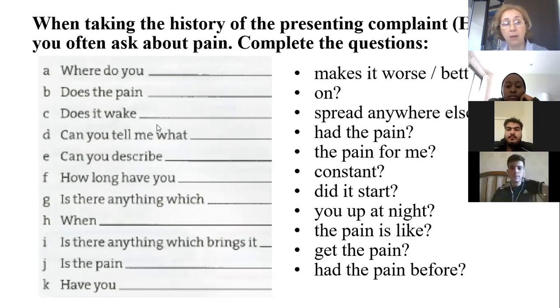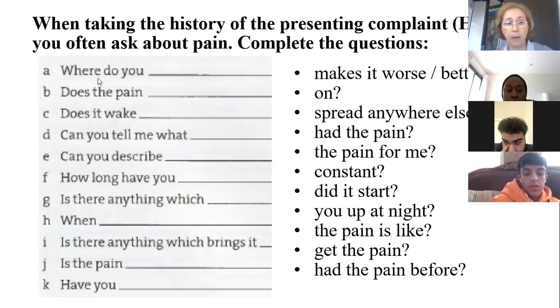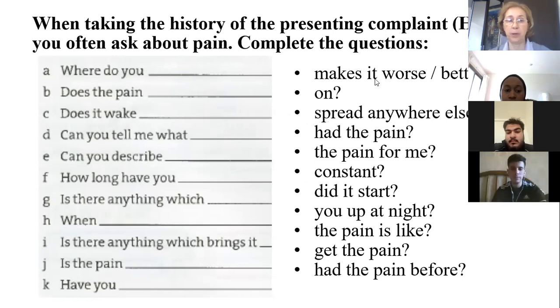In the left-hand column, there are beginnings of questions, A, B, C, D. And in the right-hand column, there are endings for these questions. The task is to match the beginnings and endings. For example, sentence A, where do you... if you look through the endings in the right-hand column, what is the second part of this question? For A, where do you, tell me the phrase. Get the pain, exactly. Where do you get the pain?